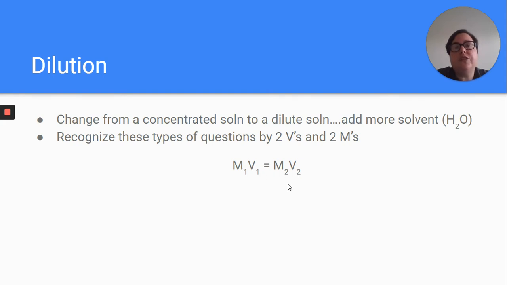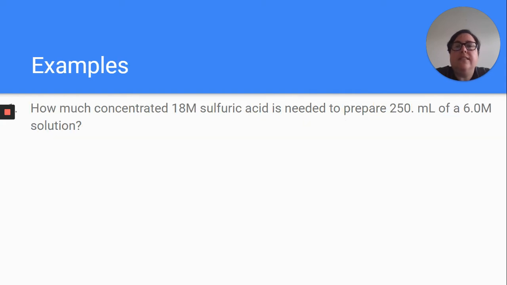We know it's a dilution problem as opposed to the molarity problems we were just doing because you're going to be given 2 molarities and 2 volumes. It's also important for you to note that the unit for volume doesn't have to be in liters. Your V1 and your V2 just have to be in the same unit. So let's look at 3 examples.